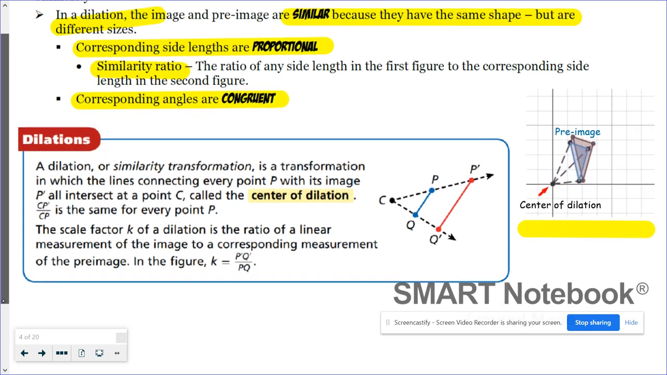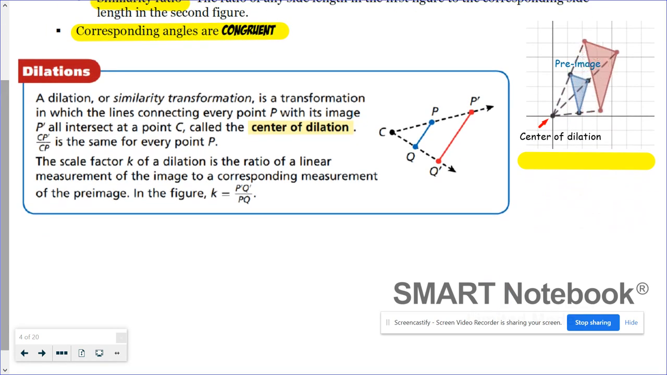So to get into some specifics about dilations, which are also known as similarity transformations, the lines connecting every point P with its image P prime all intersect at a point C called the center of dilation. So here you have P, the point on the pre-image, and P prime, the point on the image, and notice that the same line is connecting those two to the center of dilation, C.